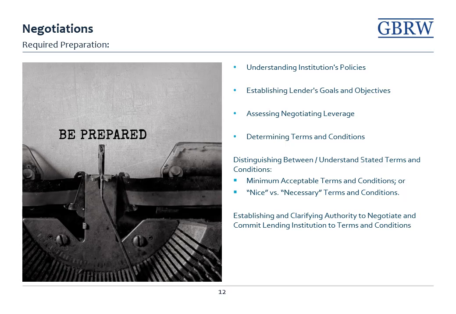At a minimum, the preparation required to negotiate effectively includes understanding your institution's policies and procedures, establishing your institution's objectives, and assessing the negotiating leverage of the various players. For example, who has the most significant influence, the bank or the borrower? Determining the minimum acceptable terms and conditions, and establishing and stipulating the negotiator's authority to commit the lending institution to the approved terms and conditions.